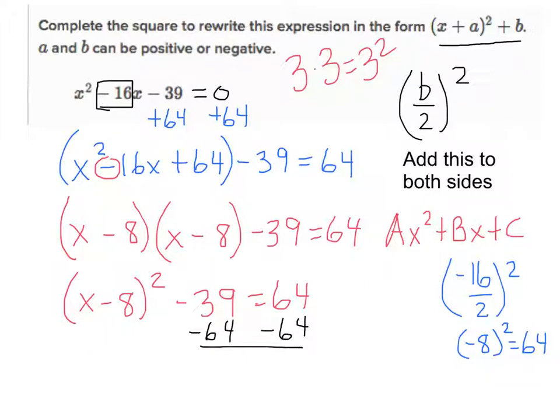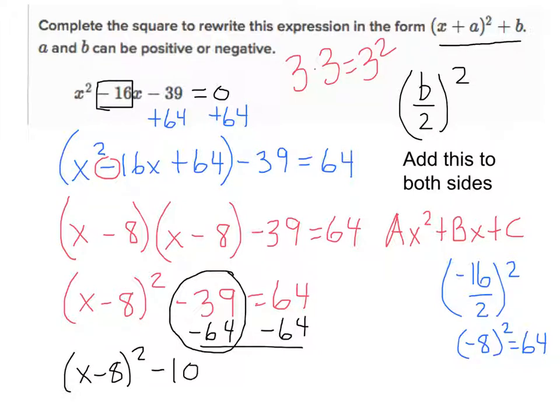Okay? Now when I do that, I get x minus 8 all squared, and negative 39 minus 64 is negative 103, and that equals 0. And so this is what I put in, okay? This right here is what I put in to Khan Academy. This is the answer, okay? And so the A right here is going to be negative 8, okay? And my B right here is going to be negative 103.